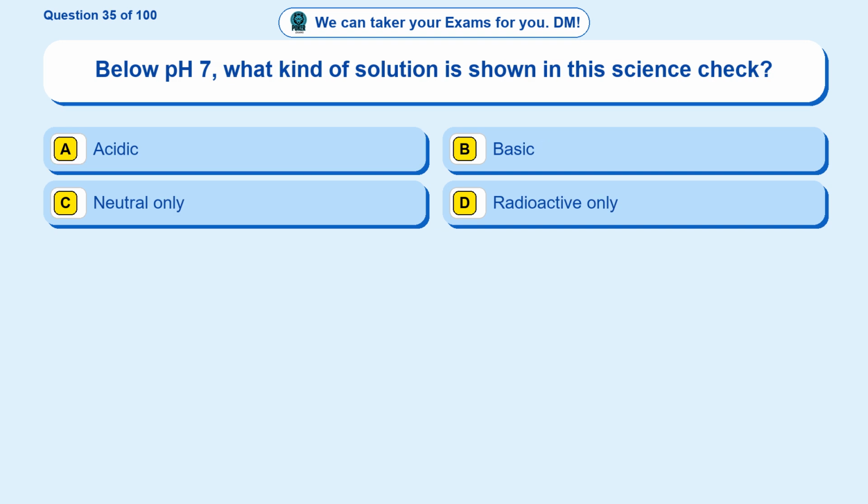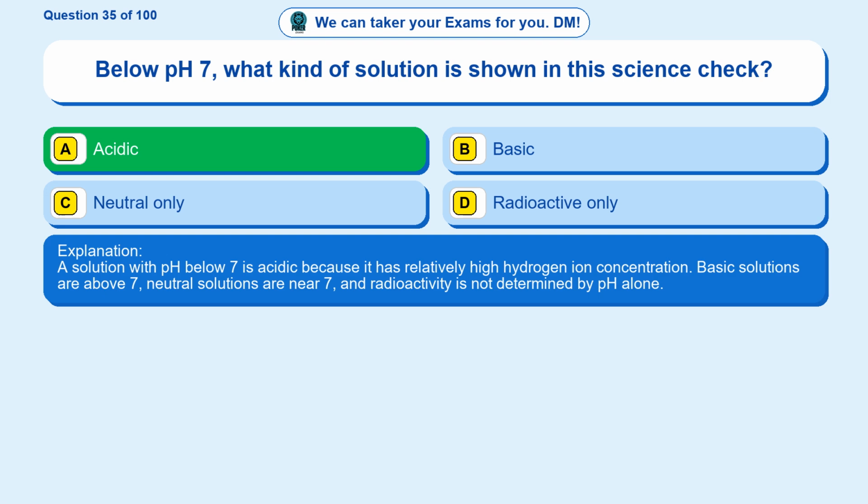Question 35. Below pH 7, what kind of solution is shown in the science check? Option A, acidic. Option B, basic. Option C, neutral only. Option D, radioactive only. The correct answer is option A, acidic.